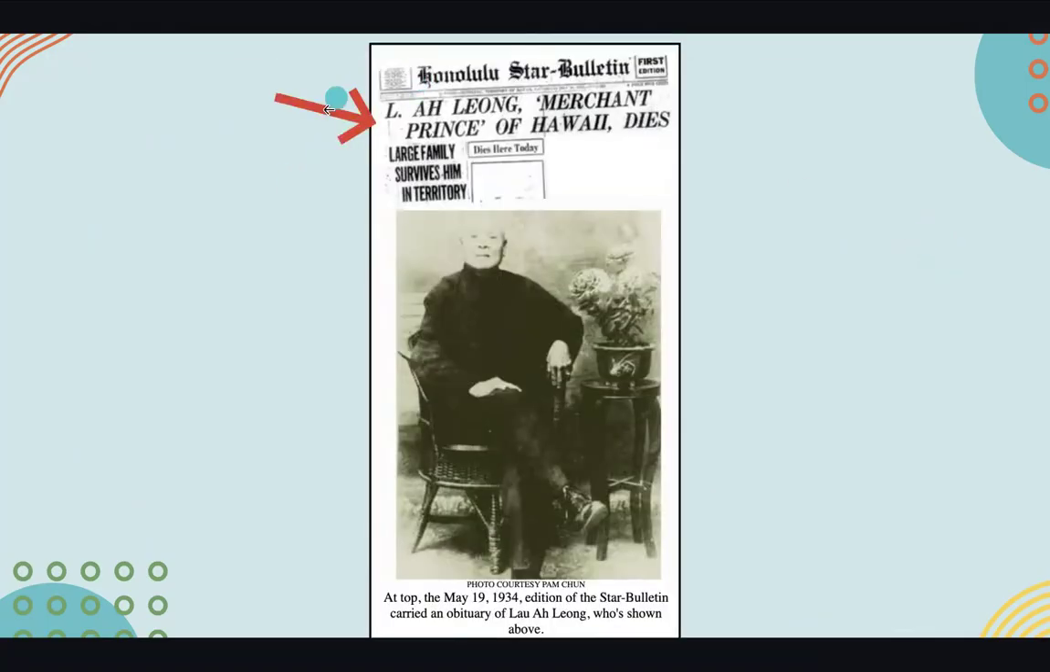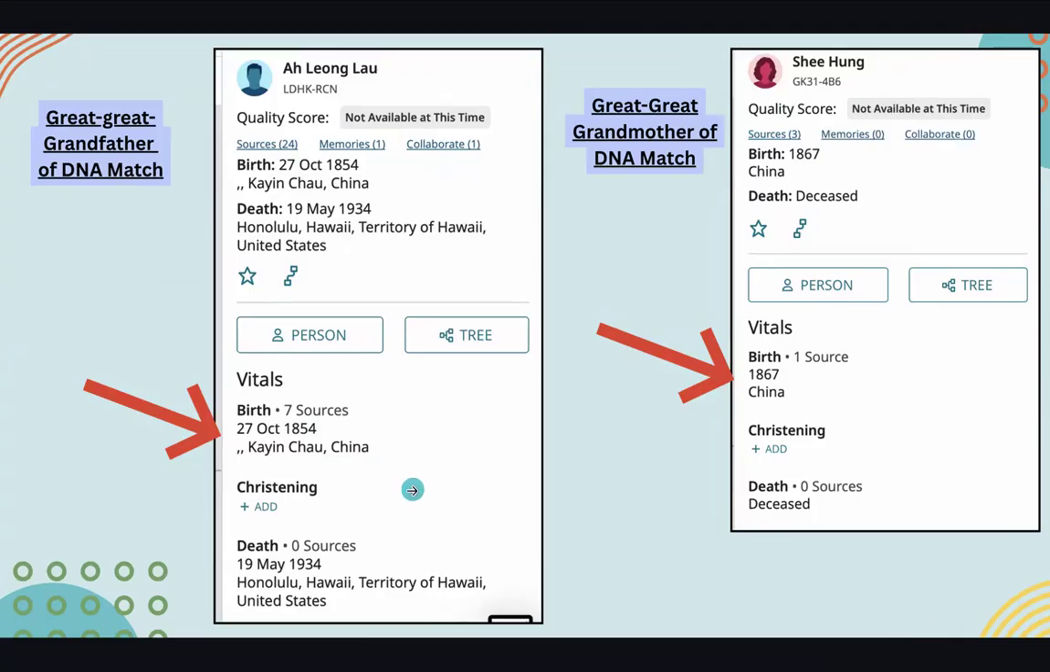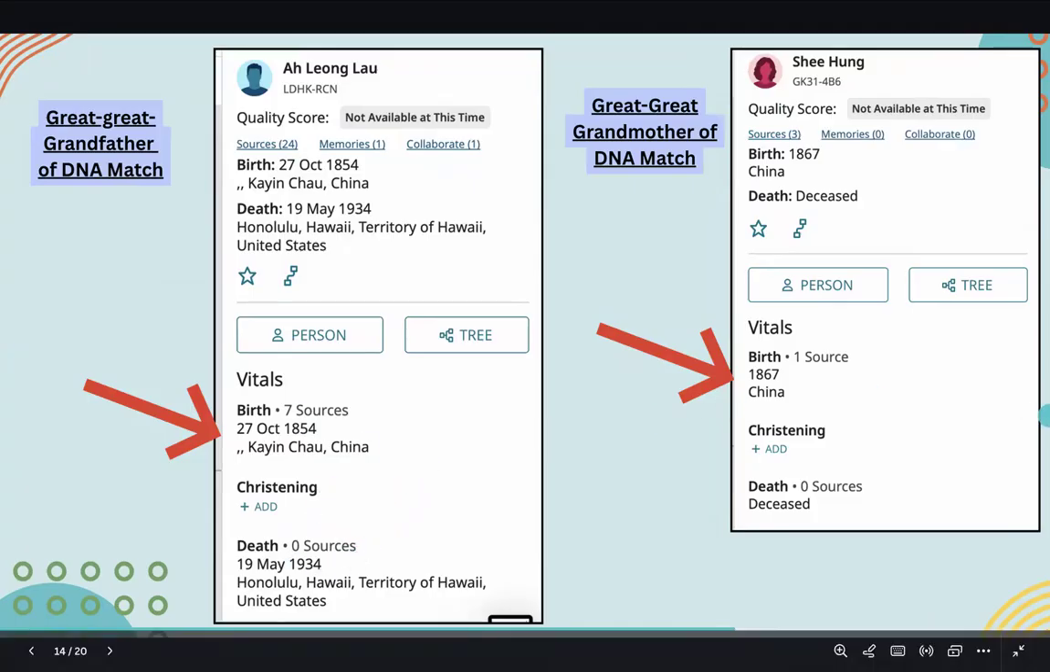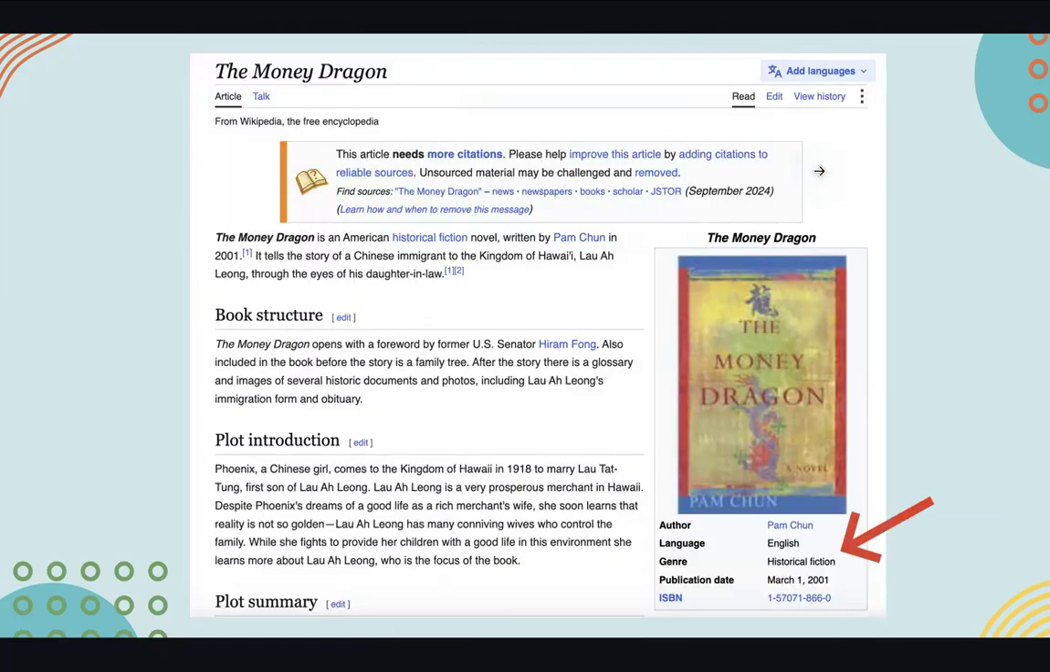So then, looking at this, we can start to build, okay, death date. Did that match what was on the family tree back here? All right, that does match. 1934. Great. So we can confirm that part of it.